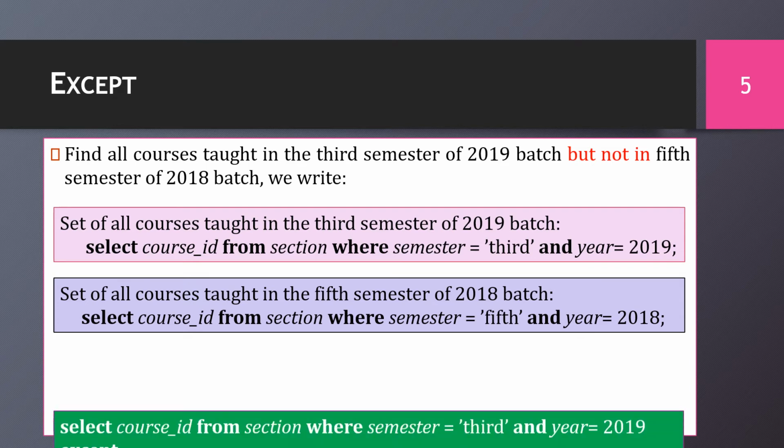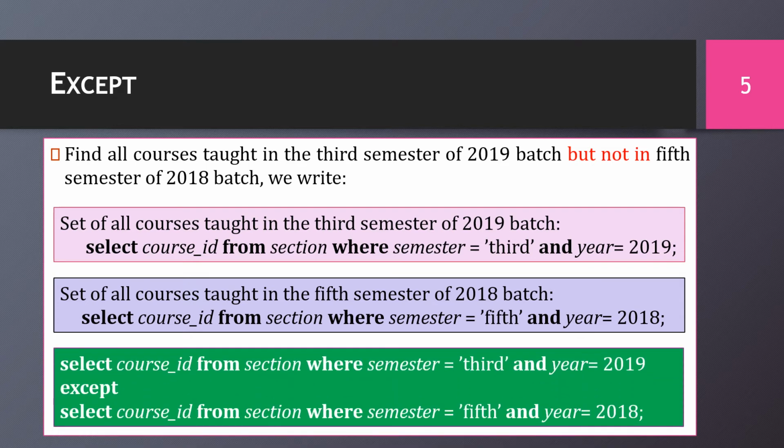So now the query becomes select course ID from section where semester is equal to third and year is equal to 2019 except select course ID from section where semester is equal to fifth and year is equal to 2018. So it returns the tuples from the third semester but not in the fifth semester.